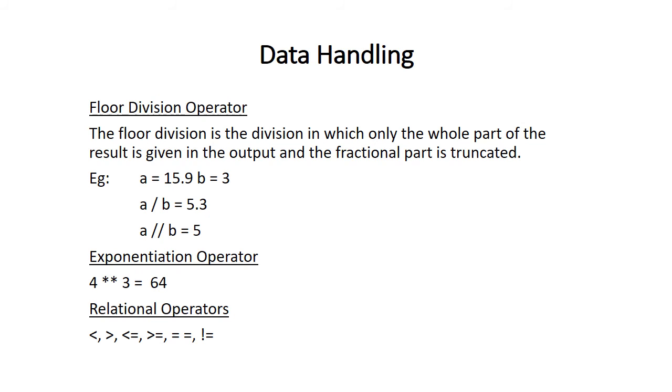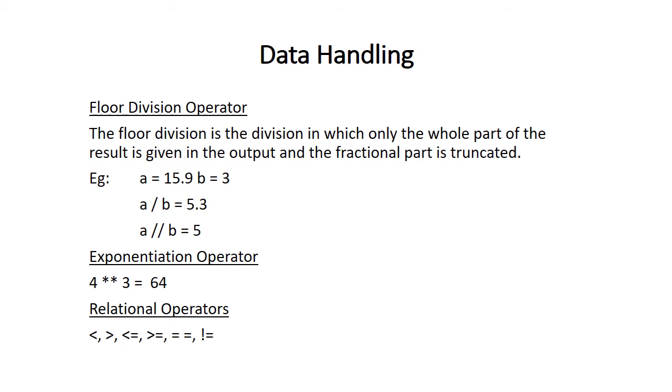Floor division operator. The floor division is the division in which only the whole part of the result is given in the output and the fractional part is truncated. Example, a = 15.9 and b = 3. a / b is equal to 5.3. a // b gives the answer 5 alone. Exponentiation operator. 4 ** 3 is equal to 64. That means 4 into 4 into 4, that is 64. Or we can say 4 raised to 3.